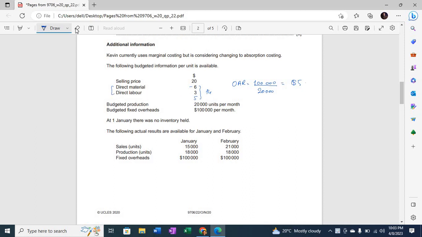Both of them are variable costs. Budgeted production was 20,000 units and the budgeted fixed overheads are $100,000 per month. At 1st January there was no inventory held, so opening inventory is nothing. We are making the income statement for January and February. Actual results for January: sales units are 15,000, production 18,000 and fixed overheads are $100,000. For February, sales units are 21,000, production units are 18,000 and fixed overheads are $100,000.